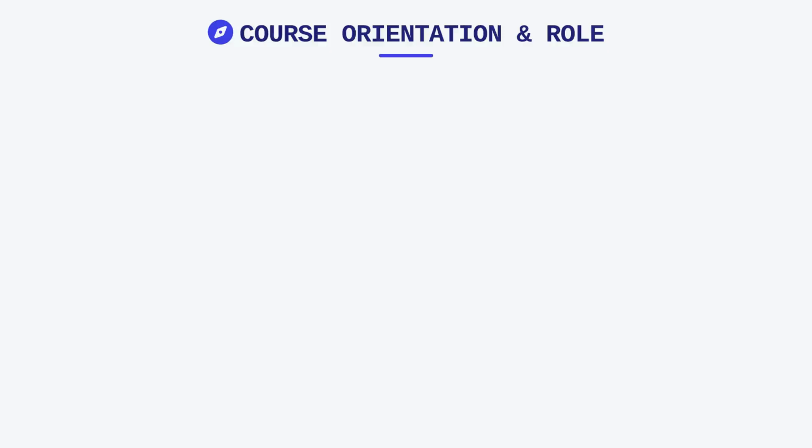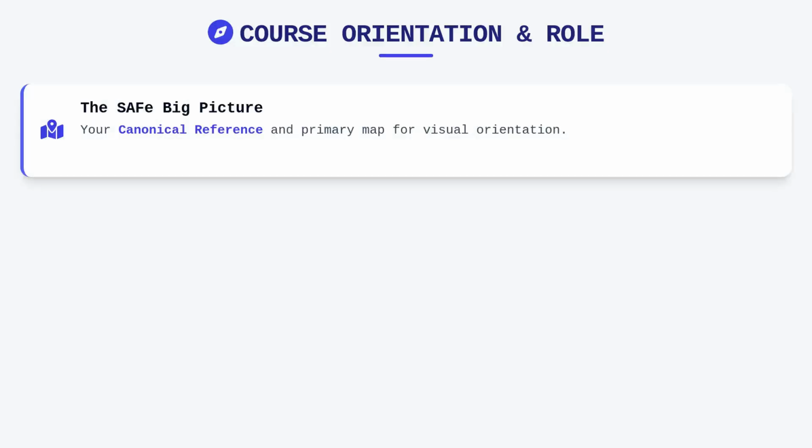As we progress through the course, you will notice that the SAFe big picture is our most valuable asset for visual orientation. It acts as a canonical reference for how roles, artifacts, and events interact within the framework, and I recommend you treat it as your primary map throughout this journey.